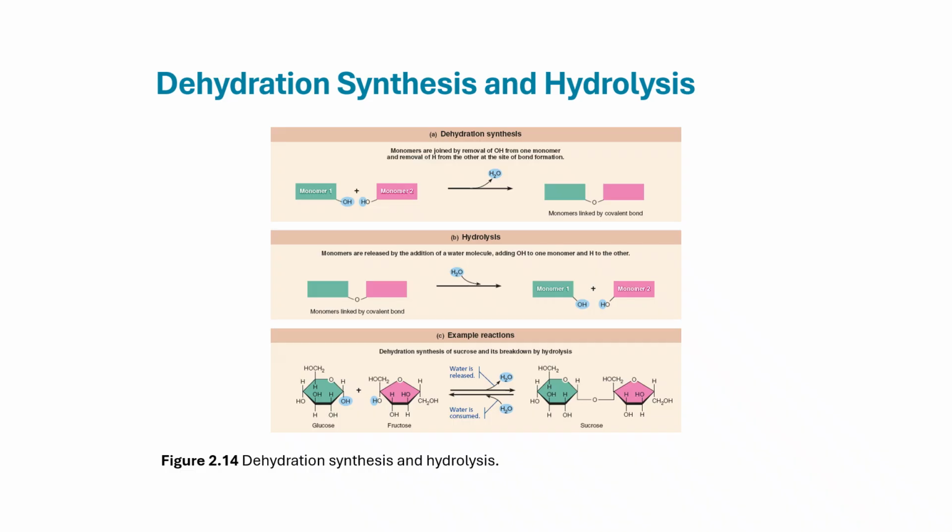Okay, so we have two monomers giving off a water, resulting in one monomer that's linked by covalent bond. In hydrolysis, we have a monomer linked by covalent bond. When you add a water to that, it ends up with two separate monomers.